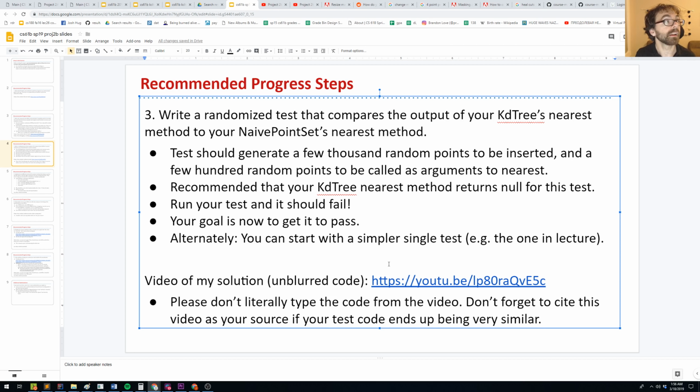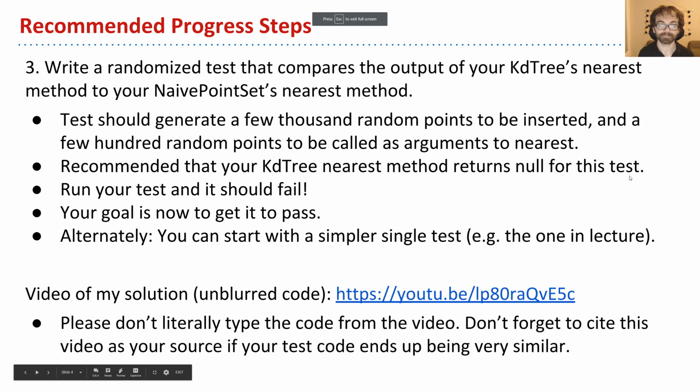So what else do I want to say about this? Oh, in this video, I should note that I didn't do it in this order. I actually wrote a simple test, then I wrote nearest, and then I wrote a randomized test. But even though that's what I did, in retrospect, I would have preferred to have written a randomized test first. So that's what I'm recommending you do, but you could do whatever you like.